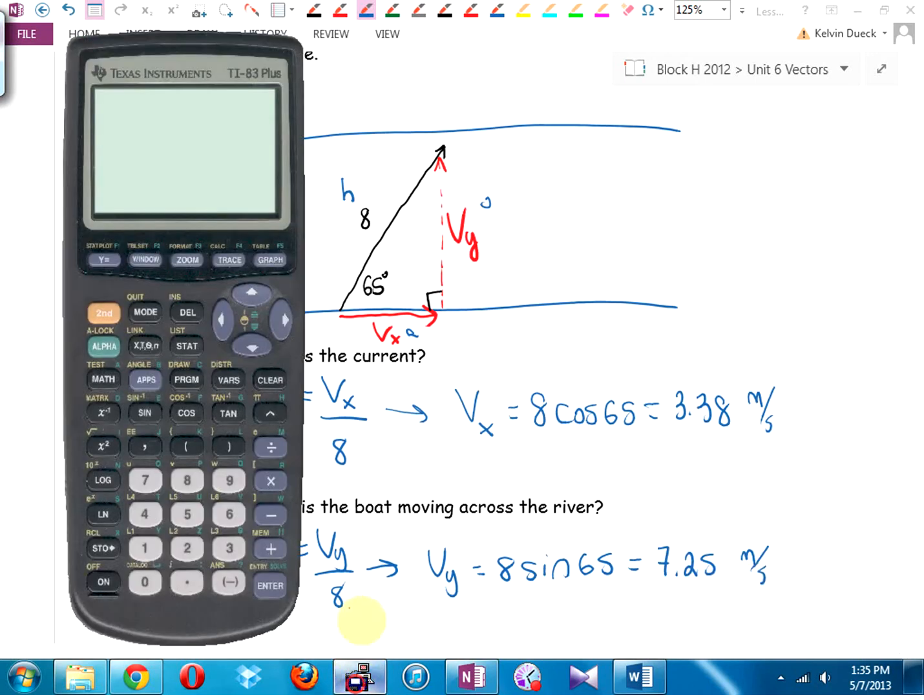By the way, as a quick check, if I go 7.25 squared plus 3.38 squared, if I go Pythagoras, I should get 8. Did I? Close enough that, you know what? I now am pretty convinced that I did find Vx right. That can't be a fluke. Quick way to check your answer if you have time on your test.